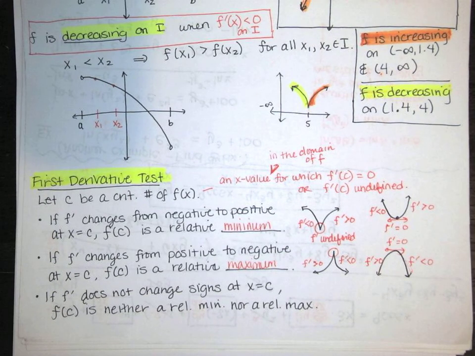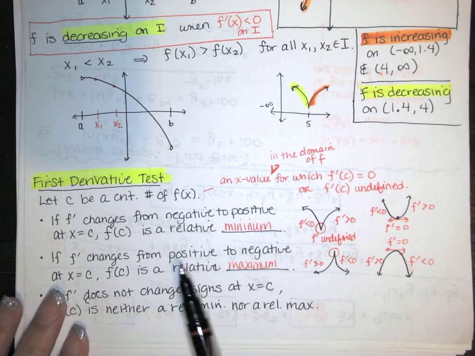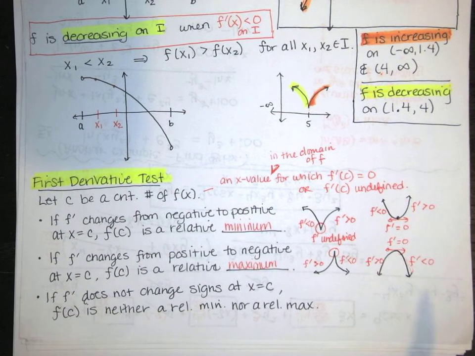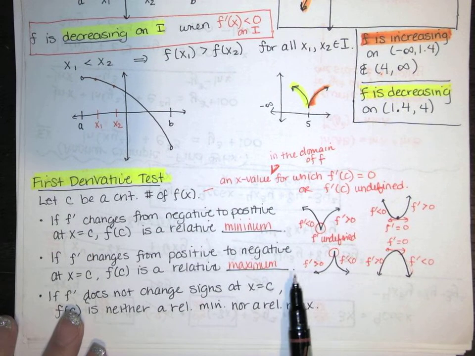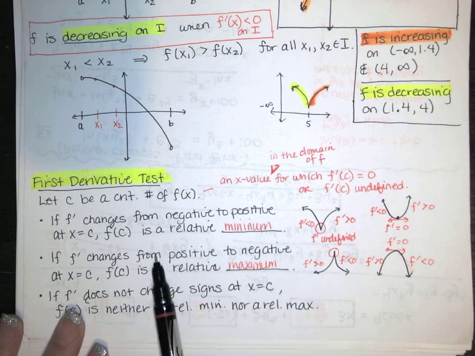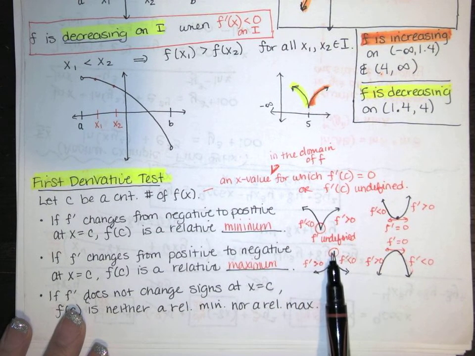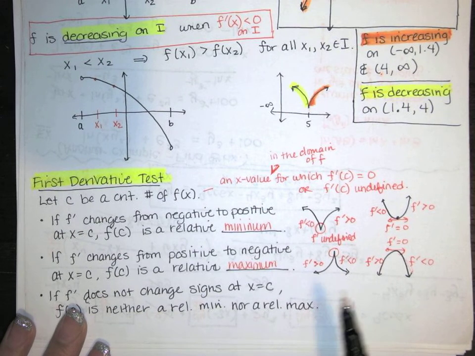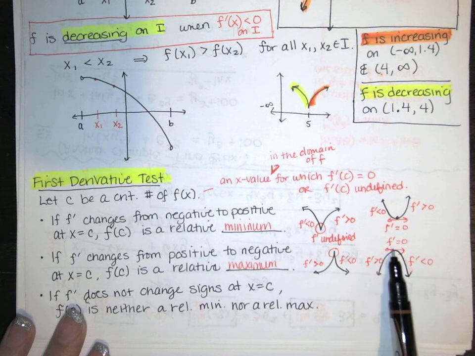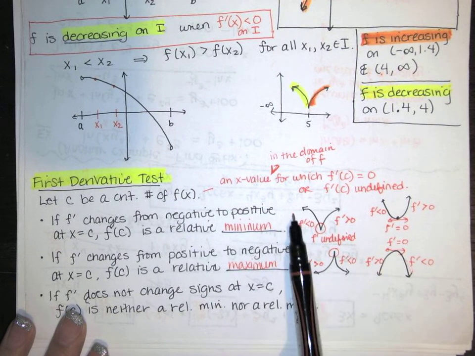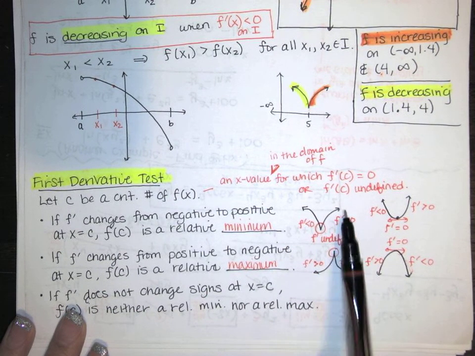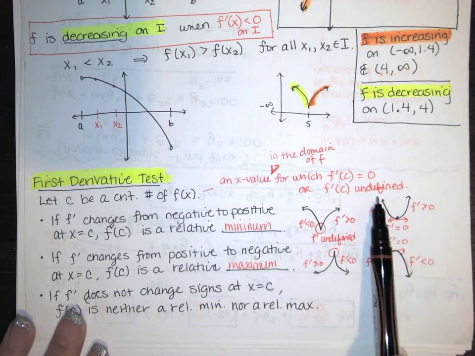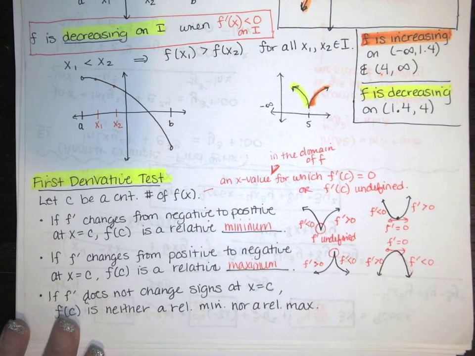Now remember, increasing and decreasing, you want to think of those as interchangeable with the derivative being positive and the derivative being negative. So if the derivative is positive on this side, and then the derivative is negative on that side, you'll have a max. Positive derivative to negative, we get a max. Negative derivative to a positive derivative, we get a min.